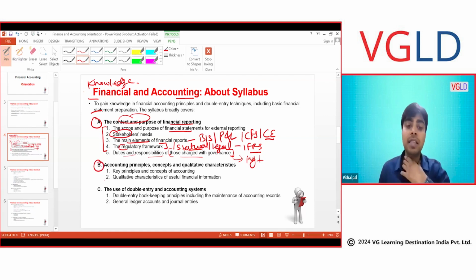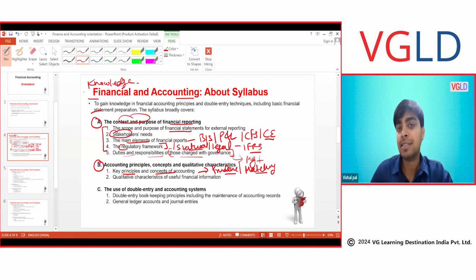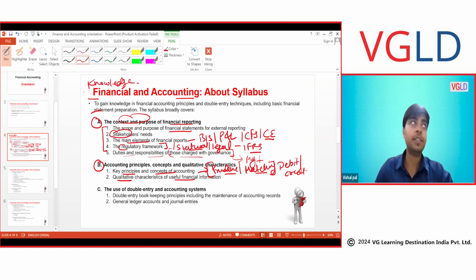The second section of your syllabus asks you to have principle and conceptual clarity of accounting. Now, you might have heard the terms prudence or matching principle. There are majorly 10 principles, and we will be covering each of them one by one and understanding their importance. These are the fundamental principles of accounting. Like if you know debit and credit, you need to understand that there are certain fundamental principles when we prepare financial statements. So, the key principles of accounting. Then, what are the qualitative characteristics of useful financial information?